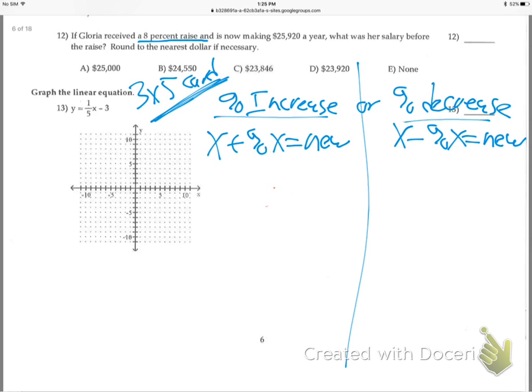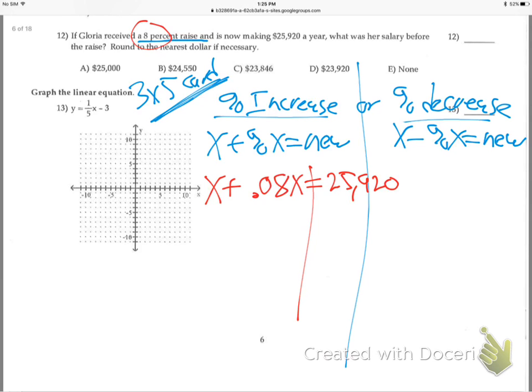Here, let me fill it in. So what is the percent? It's 8%. What do I do for 8%? Good. So it's got to be two places. 0.08x, right? Because percent has two zeros in it, two places. It means per hundred, as we talked about. The new price is $25,920, or new salary, I mean. So there's our equation, which most of you got.